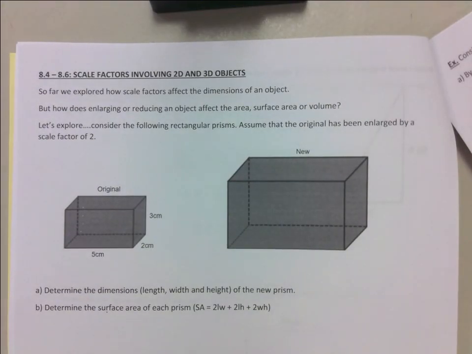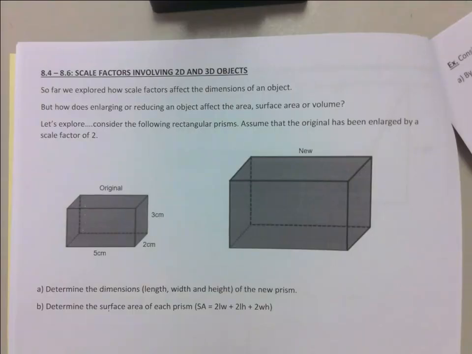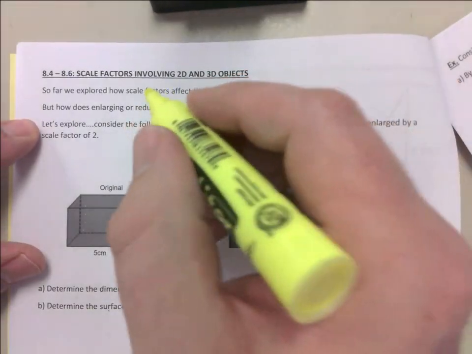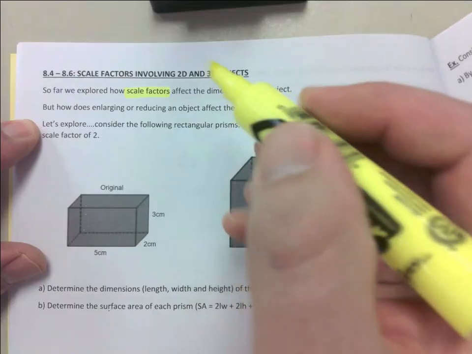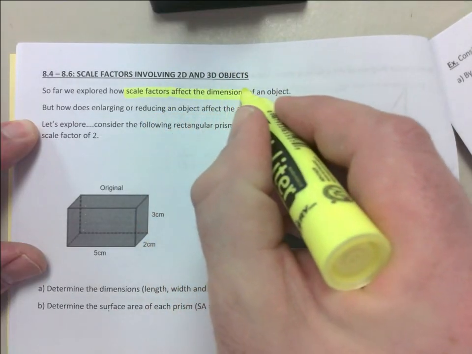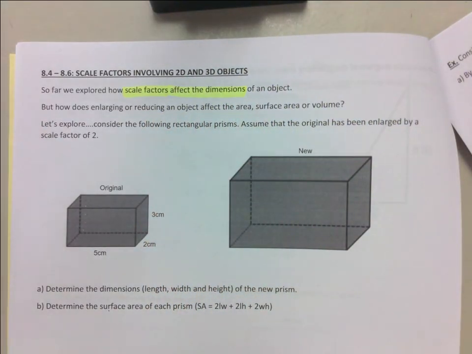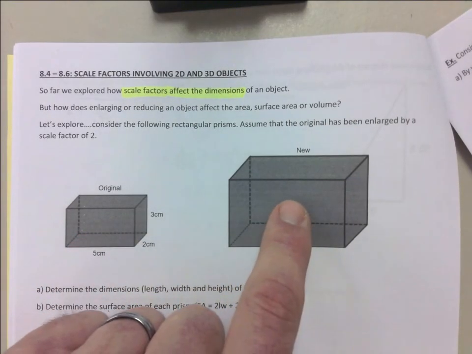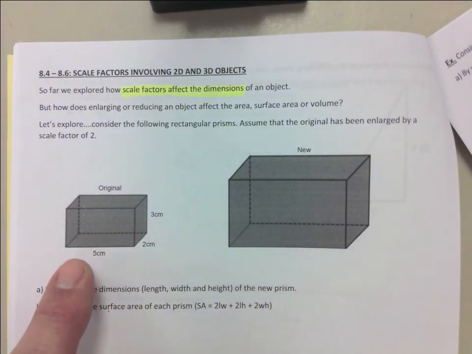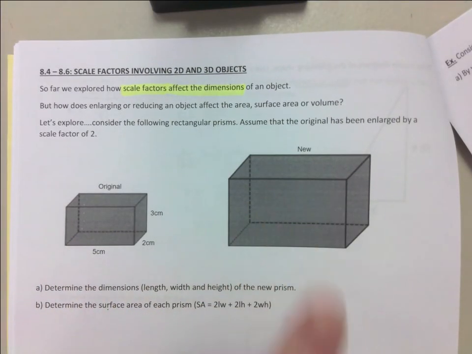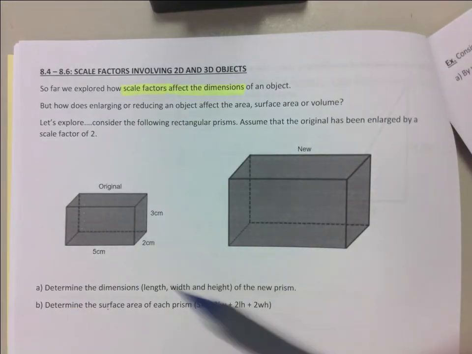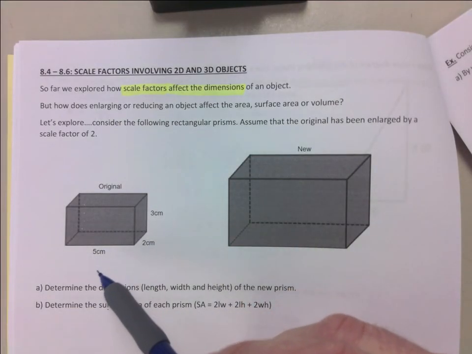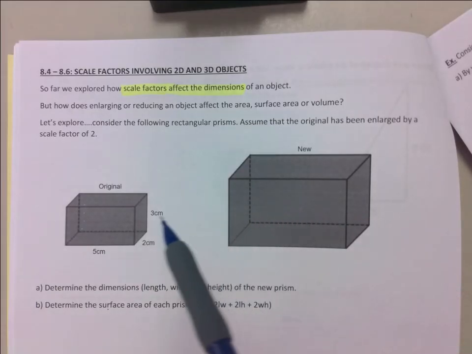All right, so far we explored how scale factor affects our dimensions in an object. So if we have the original and the new, we just know that to make the new one, we change every single dimension by the same amount. It's called the scale factor, okay?